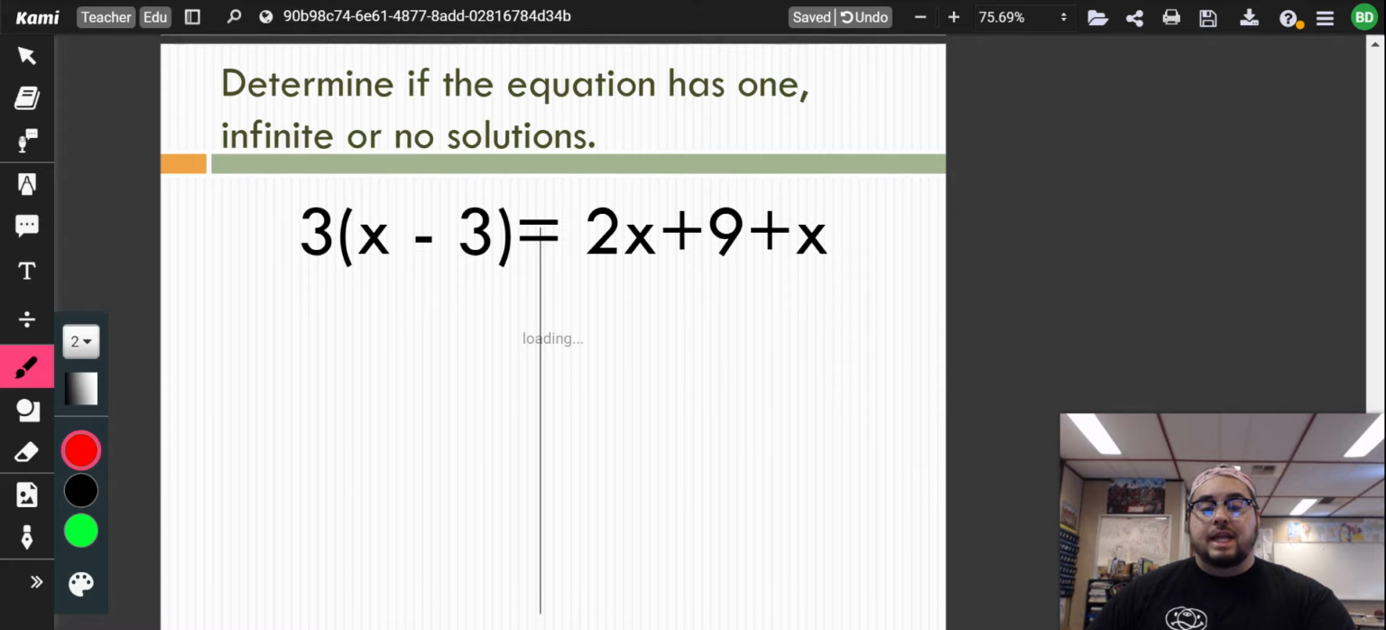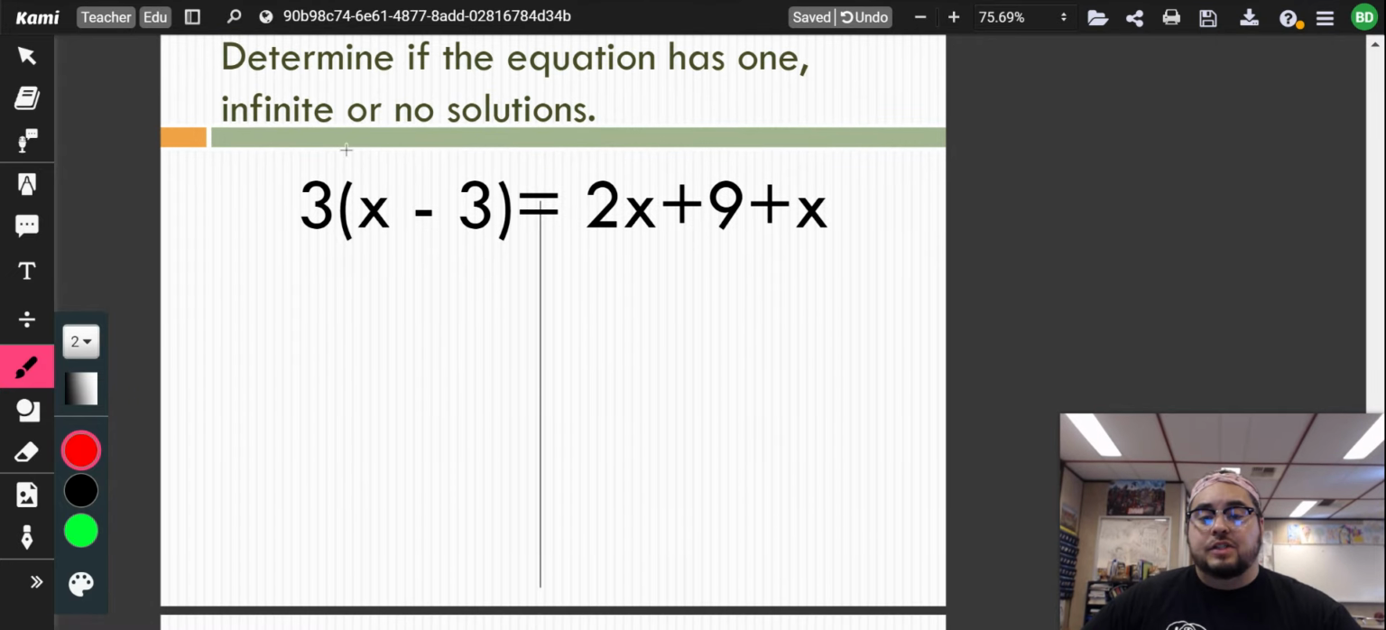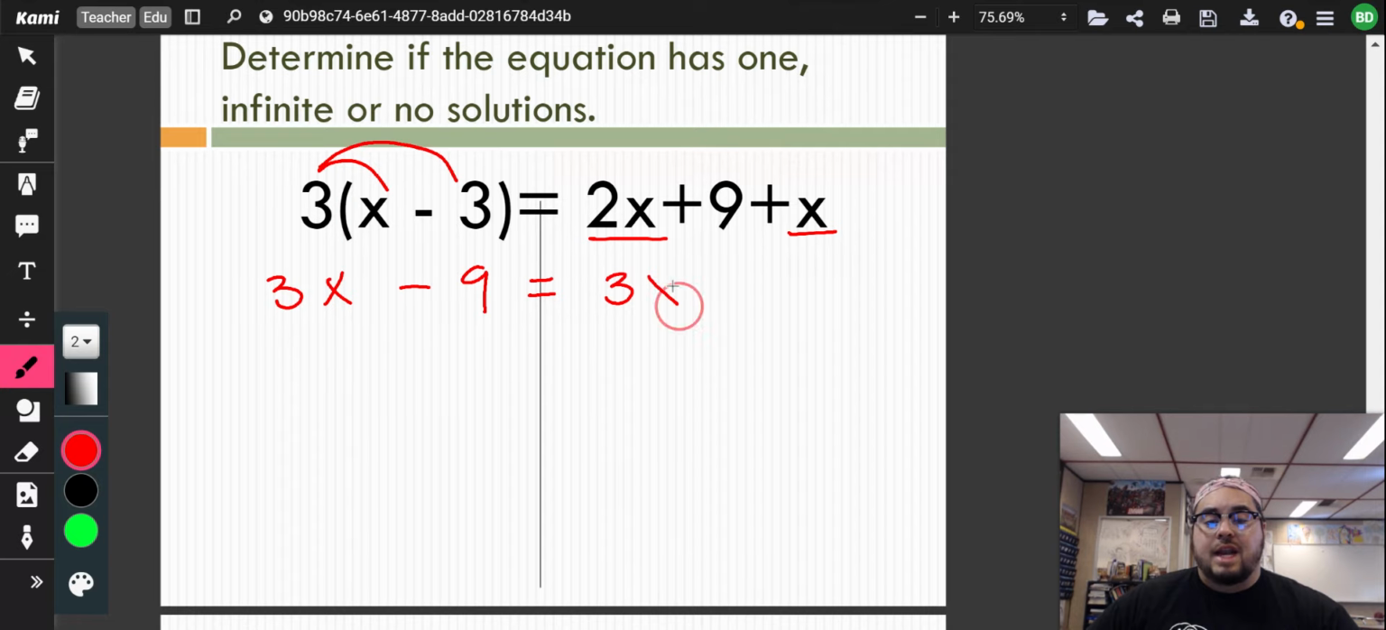We got some cleaning up to do. On the left side, I have to distribute. So 3 times x minus 3 gives me 3x minus 9. And on the right side, I have to combine like terms. 2x and x makes 3x. But then I have positive 9. Now, certain students will look at this and they'll think, oh, those are the same thing, but they're not paying really close attention, and they're not going to see that negative 9 and positive 9 are definitely not the same thing. So we have to keep going.